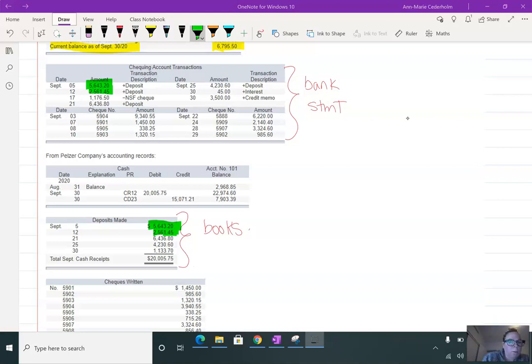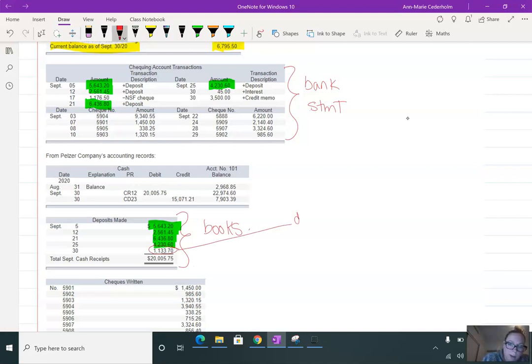My next one is this 1176.5, and I can't find it, and I actually think that's an NSF check, so I won't have to worry about that. I'm just focusing on deposits. So my next deposit is 6436.8, and I see it here, 6436.8. My next deposit is 4230.6, and I have 4230.6. So the only one that I don't see is the deposit that I received on September 30th, and it didn't go through this bank statement because I can't find it. So then that's just called a deposit in transit.